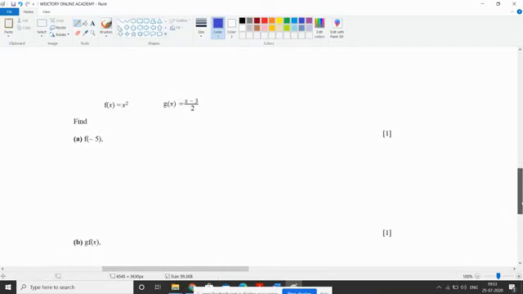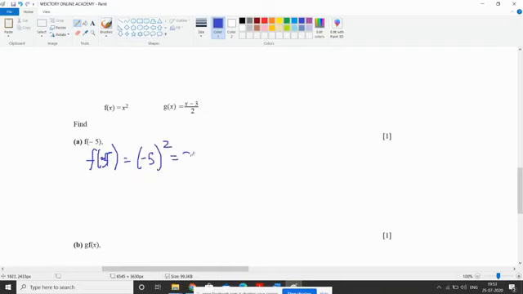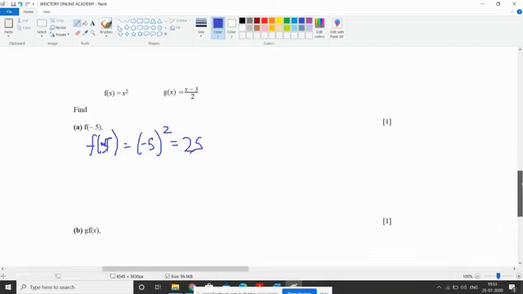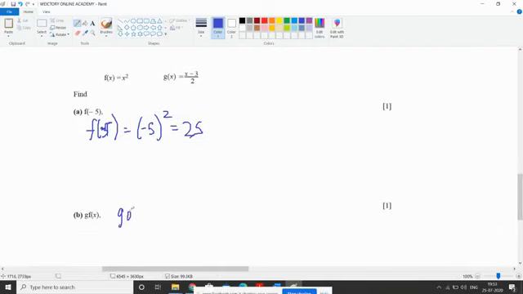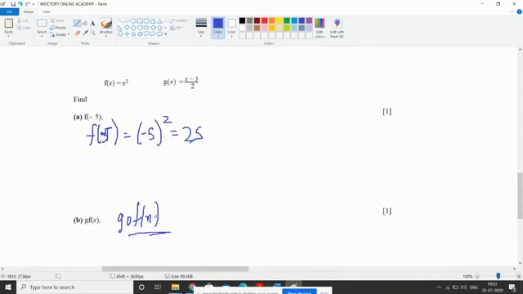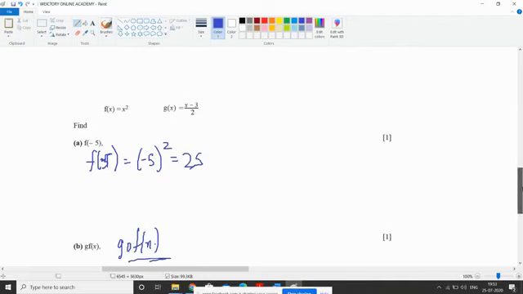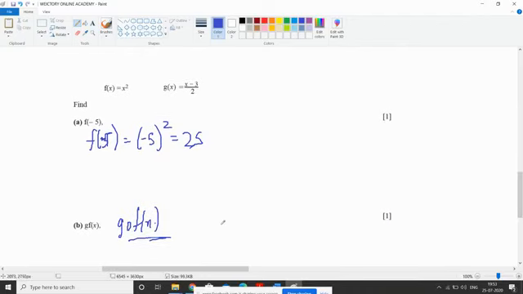Okay, so this is f(x) is equal to x squared, g(x) is equal to (x minus 3) over 2. Find f(minus 5). Just substitute minus 5 squared, so its answer is 25. Next is gf(x). gf(x) means it's composition, g of f(x), right? So we need to substitute f(x) inside g(x).